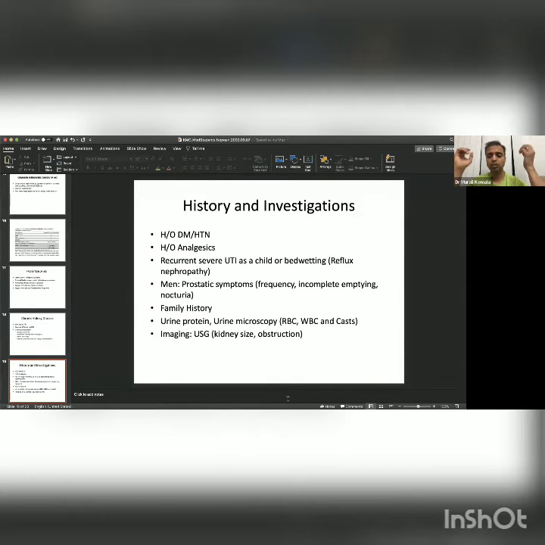And again, ultrasound imaging is very important. So these are the basic investigations: urine investigations, imaging, and then subsequently all the blood investigations to look for other causes.